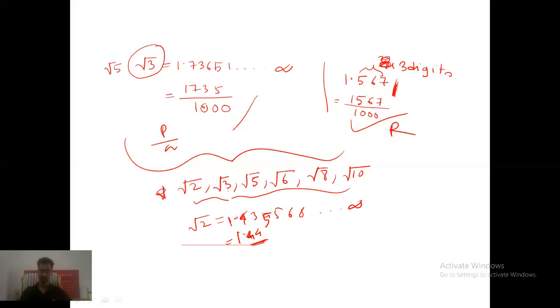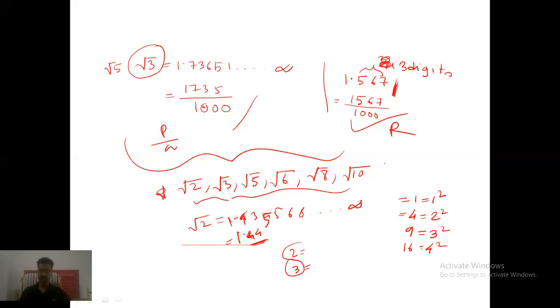So root over 3 also is not a perfect square. Root over 5 is also not a perfect square. Okay, tell me one thing. What do you mean by perfect square? See, 1 is a perfect square, because 1 you can write as 1 squared. 4 is a perfect square, because 4 is 2 squared. 9 is 3 squared. 16 is 4 squared. But 2 is not a perfect square, because we can't write 2 as the square of any number. We can't write 3 as the square of any number. That's why 2 and 3 are not perfect squares.